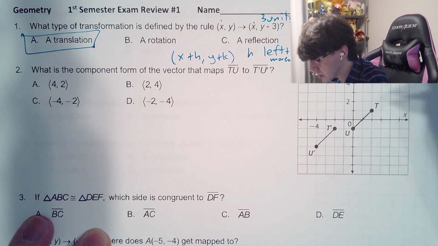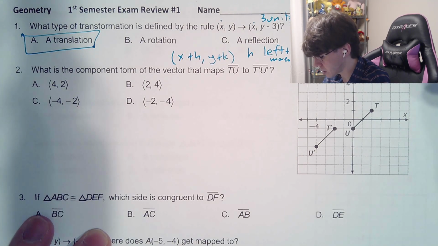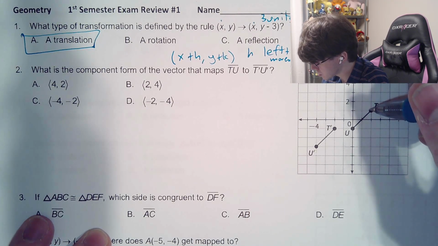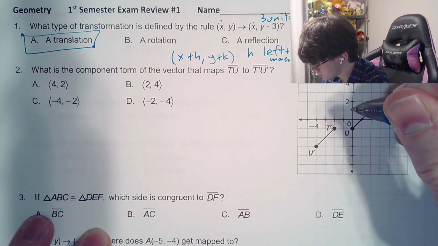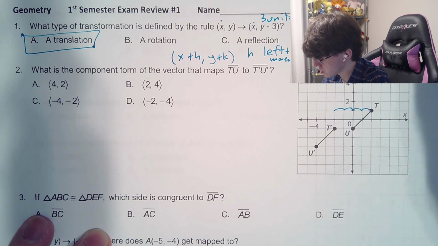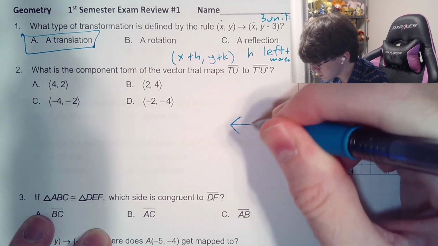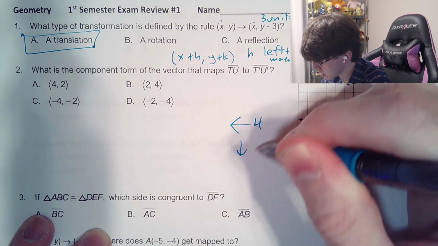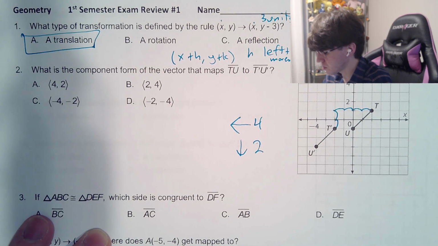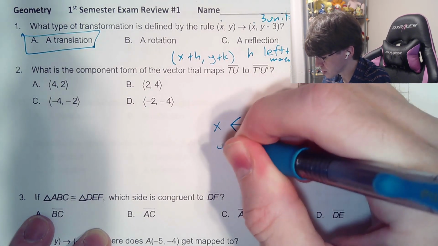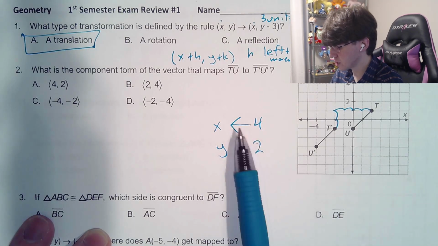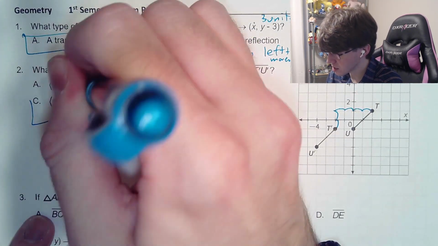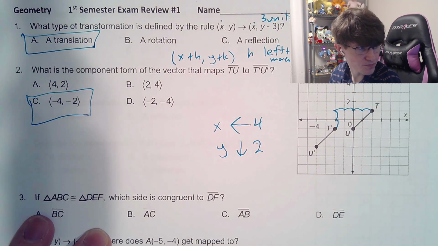So we typically talk about our left and right first, and then our up and down second, our x comma y. So we're just going to go ahead and count 1, 2, 3, 4. So we're going to the left 4 units. And then we're going to go down 1, 2, going down 2 units. So this is going to be our x value, and this is going to be our y value, just like before. So left 4, down 2, that is letter C.